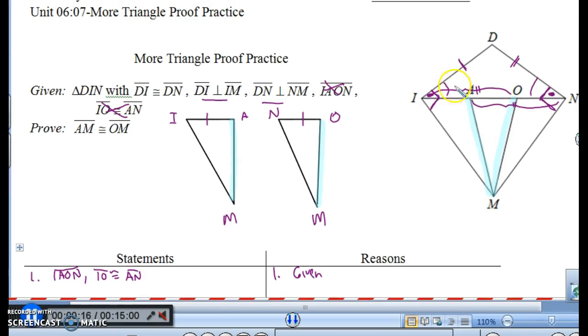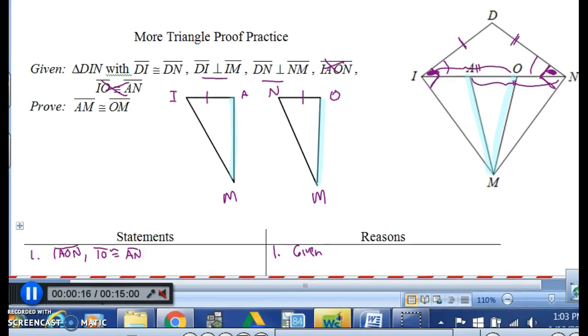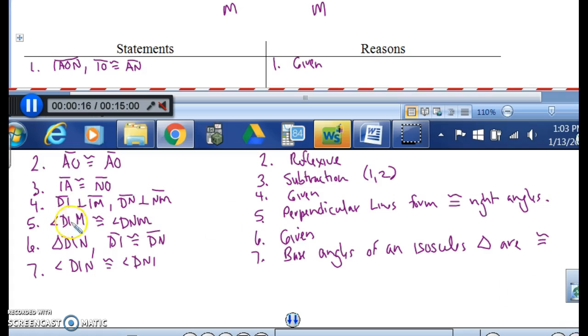So now we have that this angle here is congruent to this angle here. So since those are congruent, I can now subtract them from the right angles. So I am going to take statement 5, DIM, and subtract 7, DIN. Take these two angles, subtract them. These two angles, subtract them. And what I end up with is angle AIM is congruent to this minus this, ONM. All right, so that's using subtraction again on numbers 5 and 7.